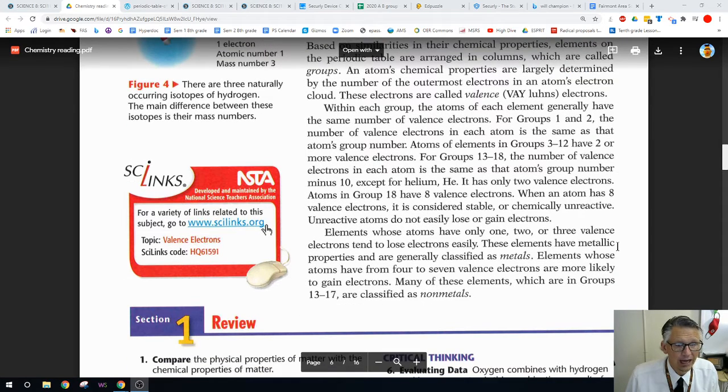Elements whose atoms have only 1, 2, or 3 valence electrons tend to lose electrons easily. These elements have metallic properties and are generally classified as metals. Elements whose atoms have from 4 to 7 valence electrons are more likely to gain electrons. Many of these elements, which are in groups 13 through 17, are classified as nonmetals.